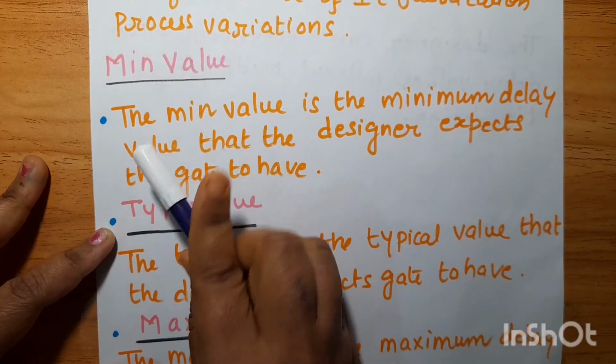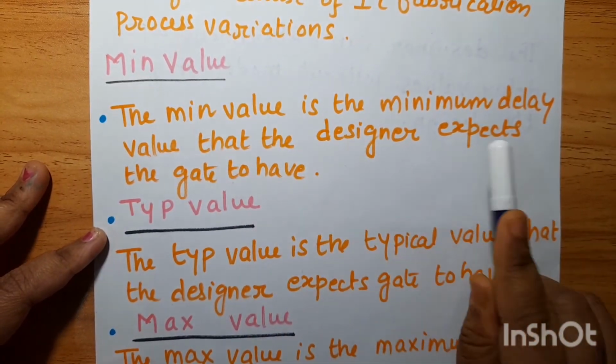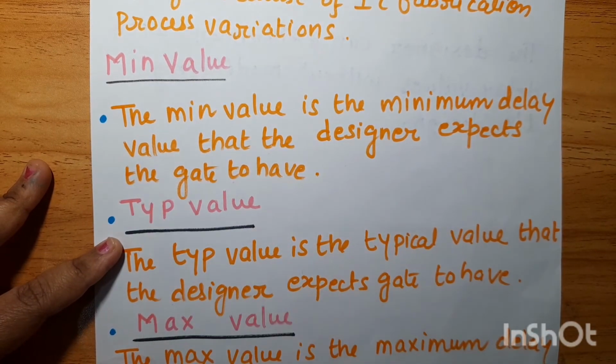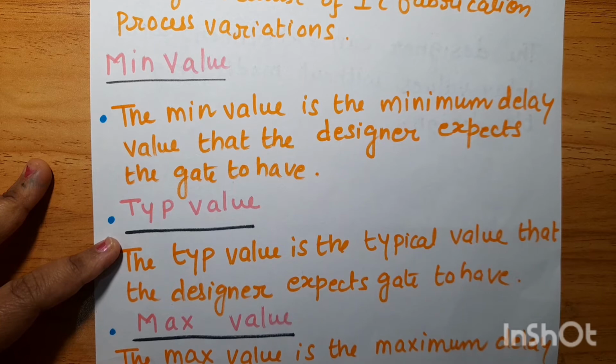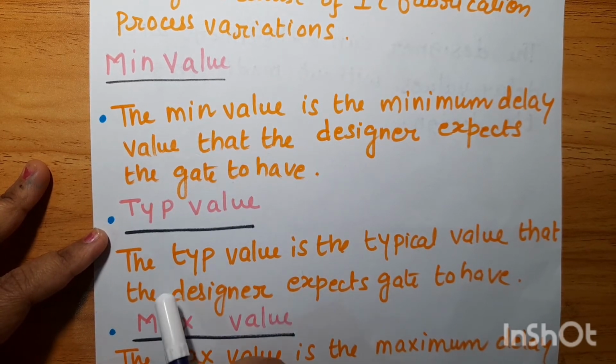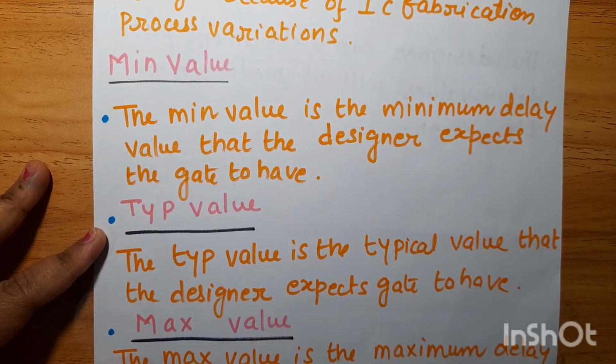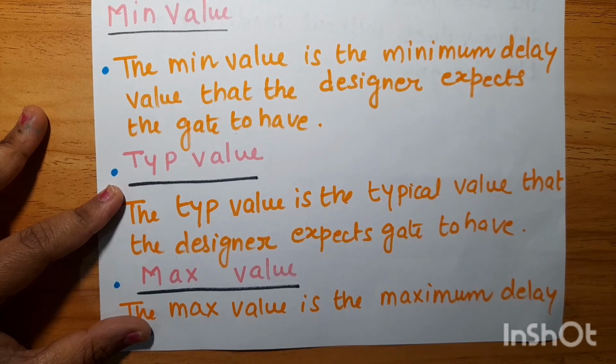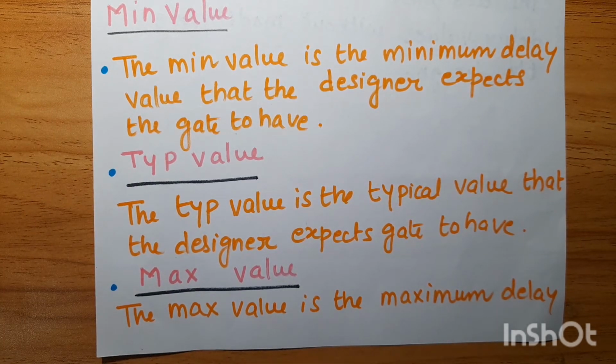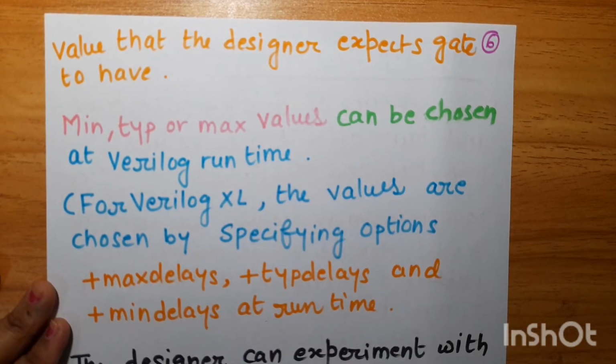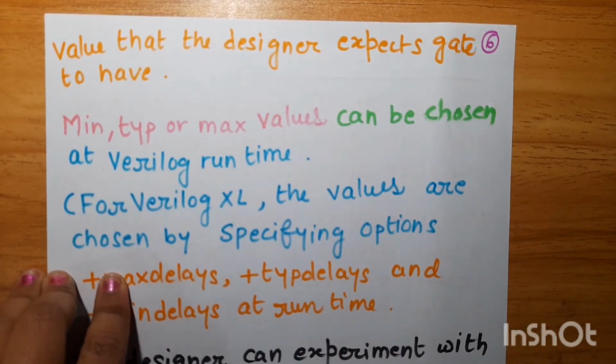So min is what? The min value is the minimum delay that the designer expects the gate to have. The TYP value is the typical value that the designer expects the gate to have. And the max value is the maximum delay that the designer expects the gate to have.